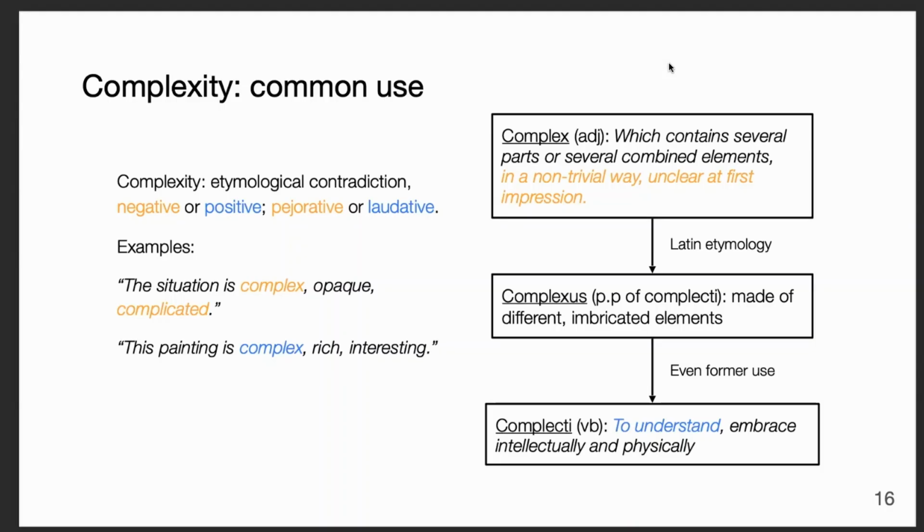And then looking really at the definitions, I think this one is from the Oxford Dictionary: complex is which contains several parts or several combined elements in a non-trivial way, unclear at first impression. So a rather negative impression of what complexity means here. But then if you go back to the etymology of the word, going directly to the verb complexity, it means to understand, to embrace intellectually and physically. So rather a positive note. So you see that even in the definition of complexity, there are these two aspects that pop out.